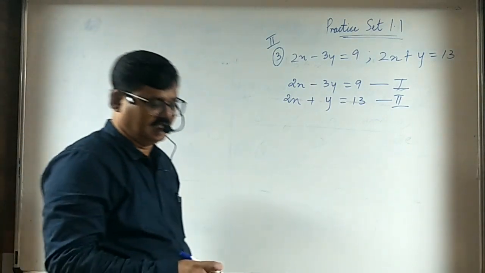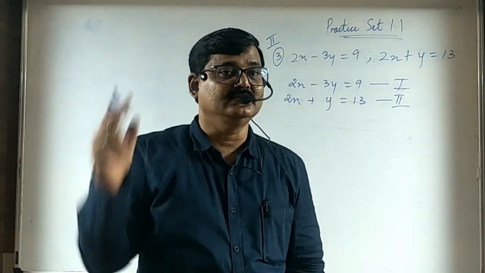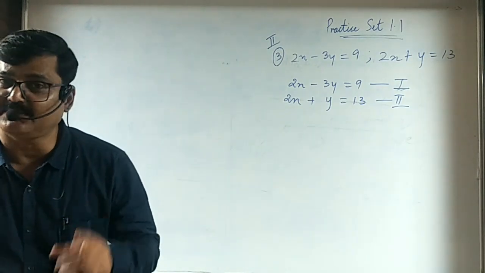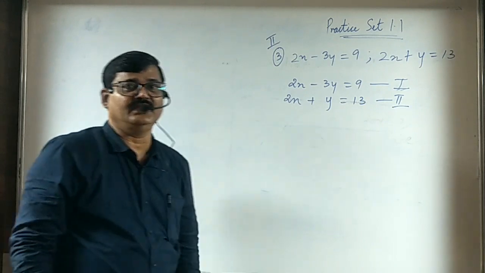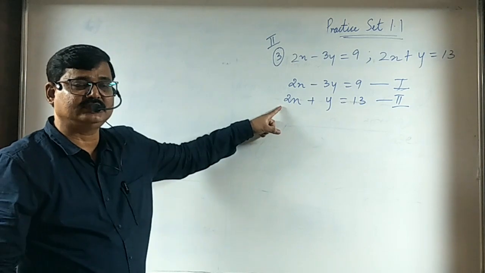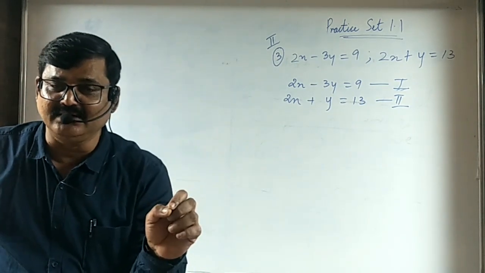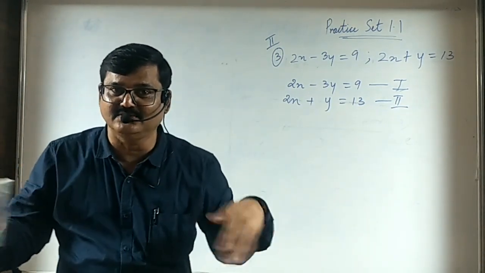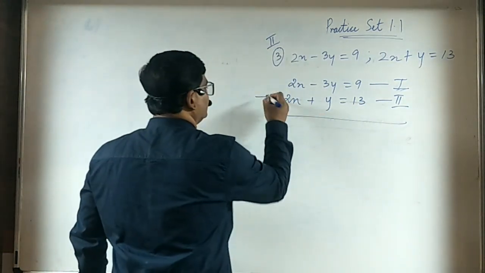The second step is addition or subtraction. Do you remember when to do addition and when to do subtraction? You have to check the sign of the variables. Here you can see 2x, no sign means plus sign, and 2x, no sign means plus sign. Both have the same sign. Same sign means subtraction: S for same, S for subtraction. I told you this in the previous sum also, so here I go for the subtraction.